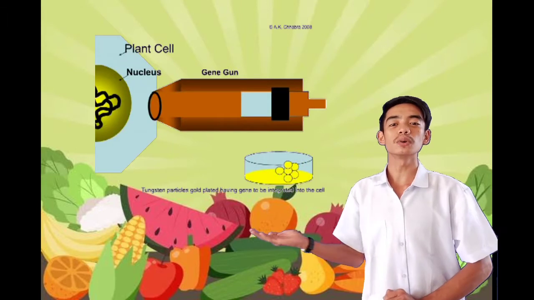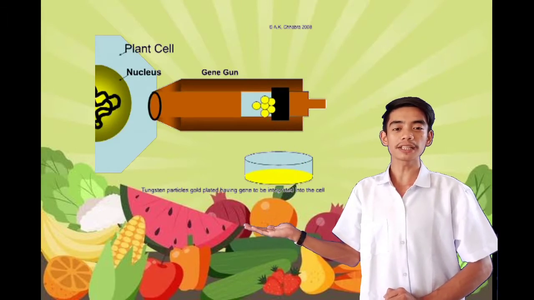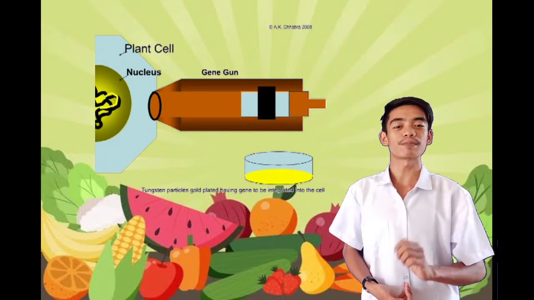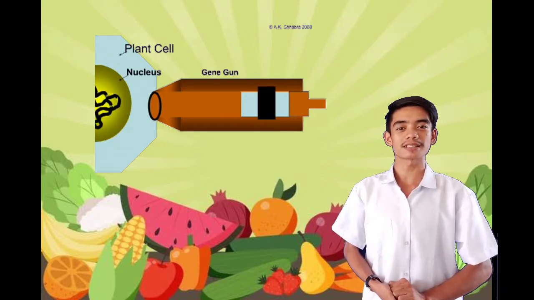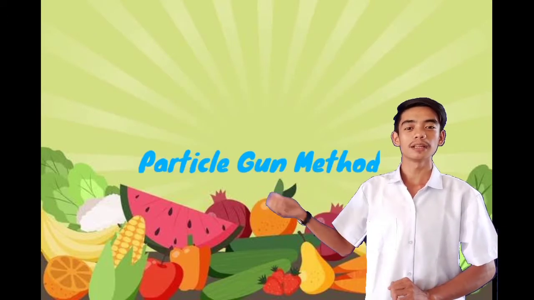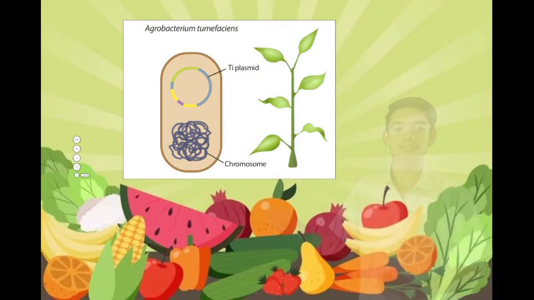One of the methods used to transfer DNA is to coat the surface of small metal particles with the relevant DNA fragment and bombard the particles into the plant cells. This method is called the particle gun method. Another method is to use a bacterium or virus.